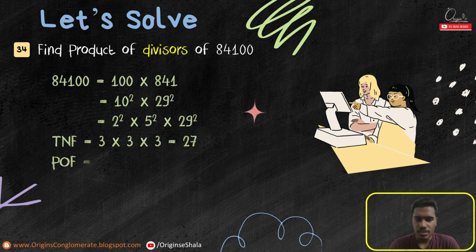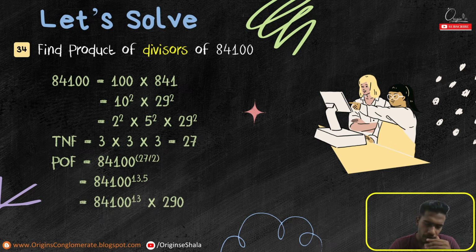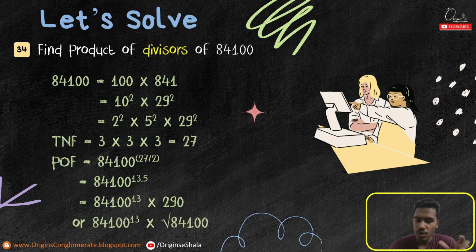So product of factors, quite simple, 27 by 2 and 84100 raised to 13.5. And this 0.5 I can write like 290, because 84100 is nothing but 290 square, but I got only half power, so I'm writing like this. Do find out the final answer and let me know in the comment section what is the final value of this. Okay, moving on.